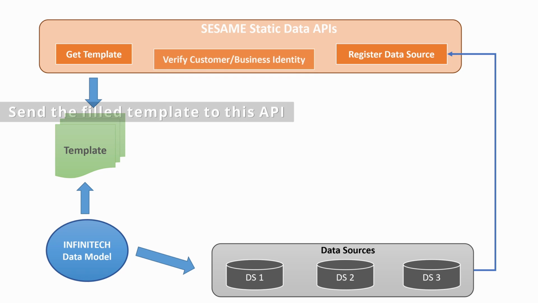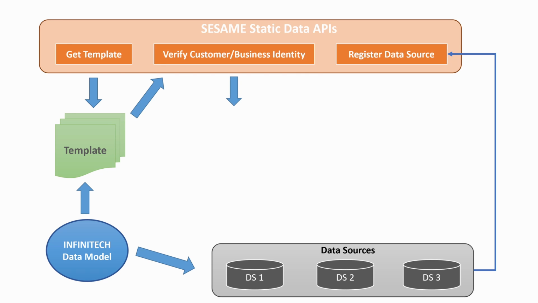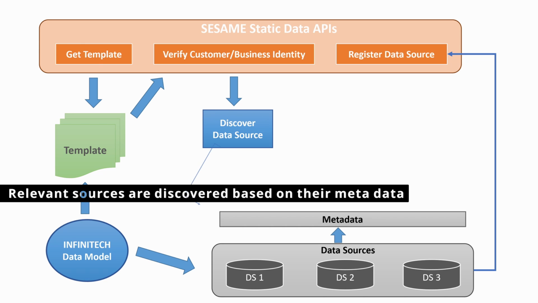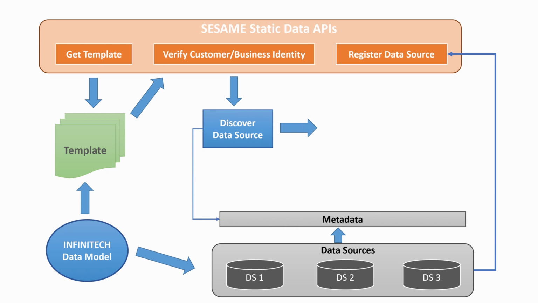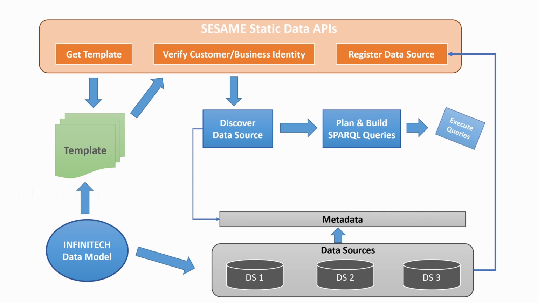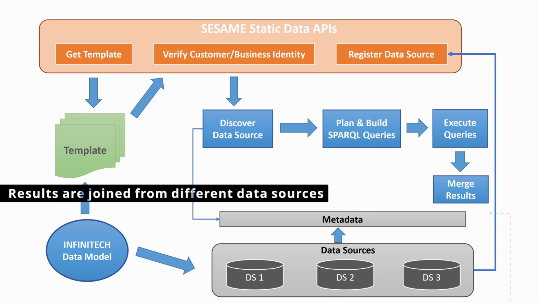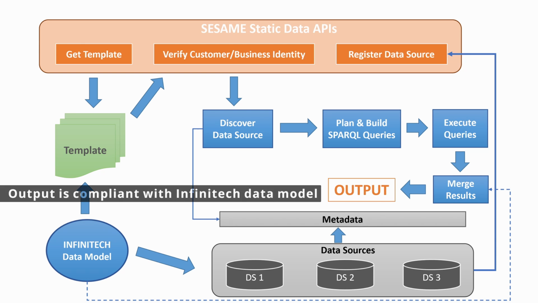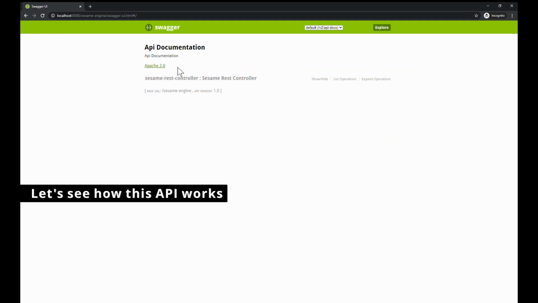For this purpose, SeSAme provides the Verify Customer API. This API discovers relevant data sources for the specific request, then plans and builds queries and executes these queries on the relevant data sources. The results obtained from multiple data sources are then combined and provided as a response to the requesting application. This output is based on the INFINITECH graph data model. Let's see how this API works.